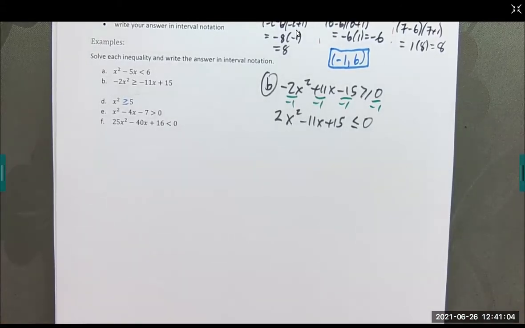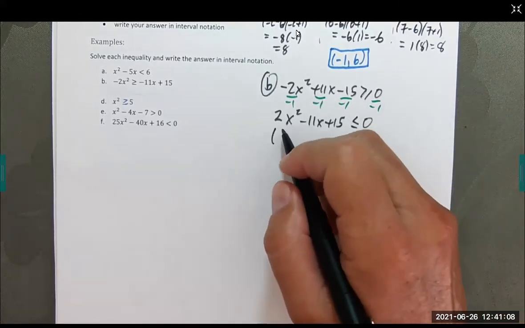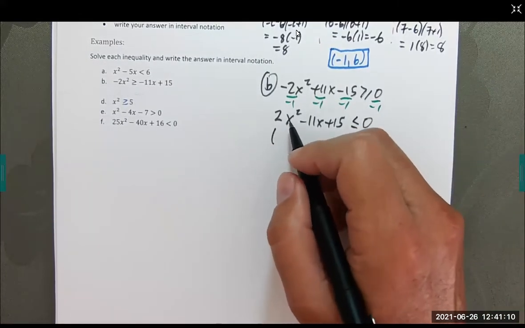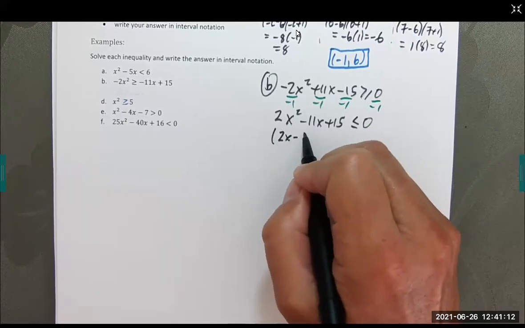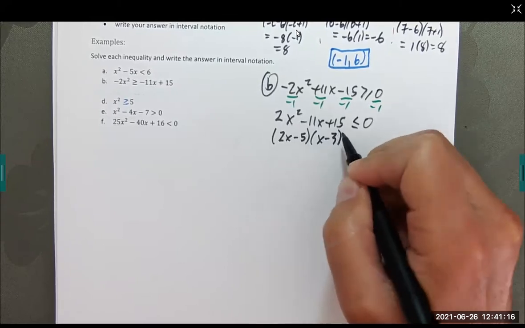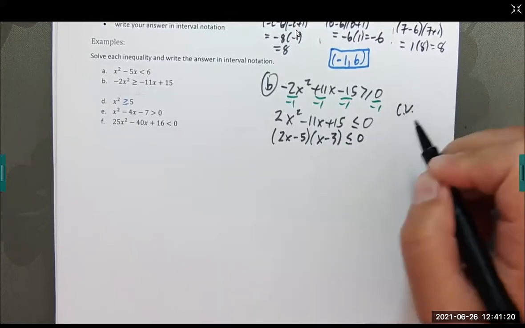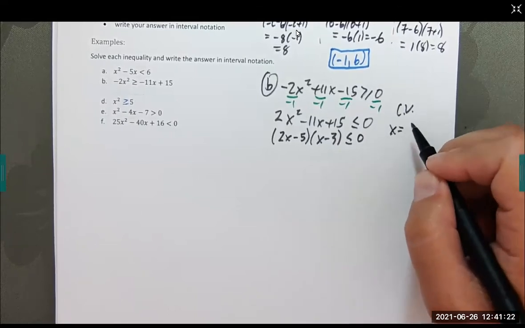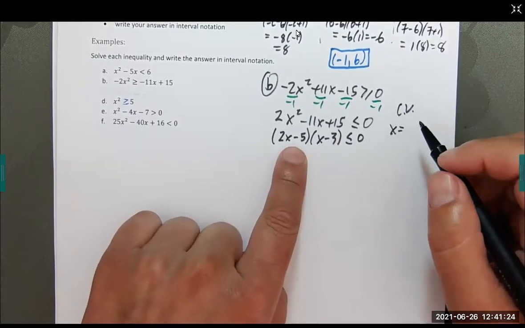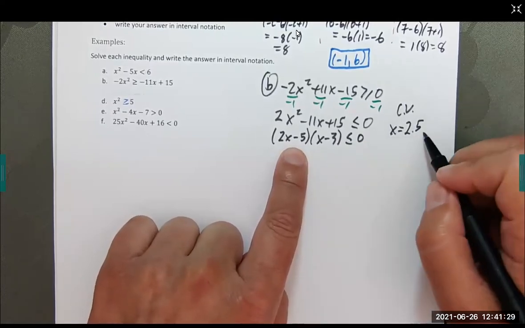So I'm going to get my critical values now. So this factors into 2x minus 5 and x minus 3. So critical values are going to be at x equals 5 halves, or 2.5, we'll say, 2.5, and at 3.